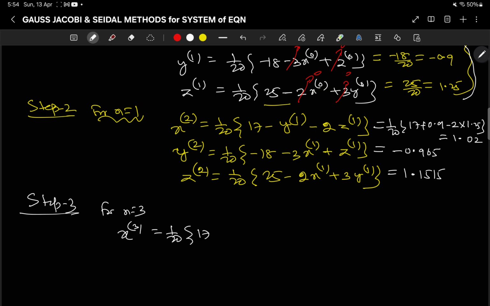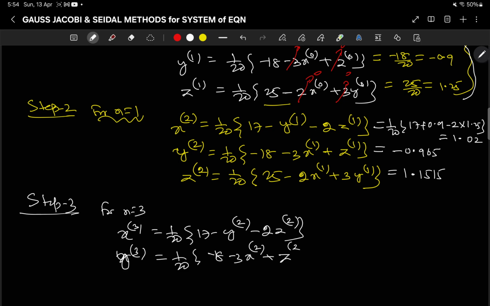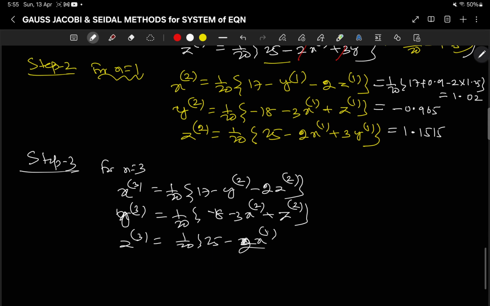by 20 times 17 minus y from the previous step, 2 times z from the previous step, and here y next step is 1 by 20, it is minus 18 minus 3 times x from the previous step plus z from the previous step, and my z3 will be here 1 by 20, 25 minus 2 times x from the previous step plus 3 times y from the previous step. Okay, so now the results of this is substituted here to get what is your x3 at the third step.